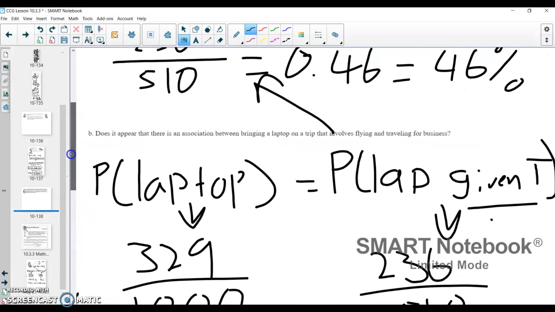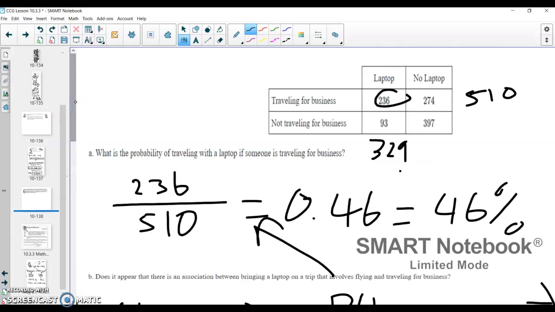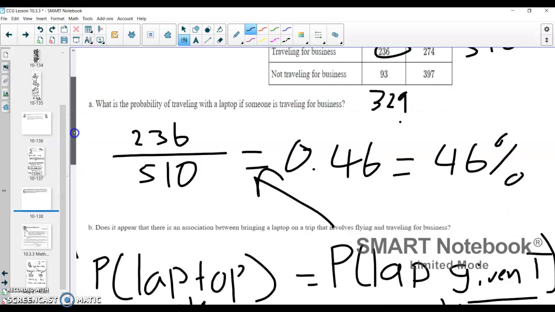All right, and I think that's all that question asked. Does it appear there's an association between bringing a laptop on a trip that involves flying and bringing a laptop on a trip for business? And the answer is they are associated.